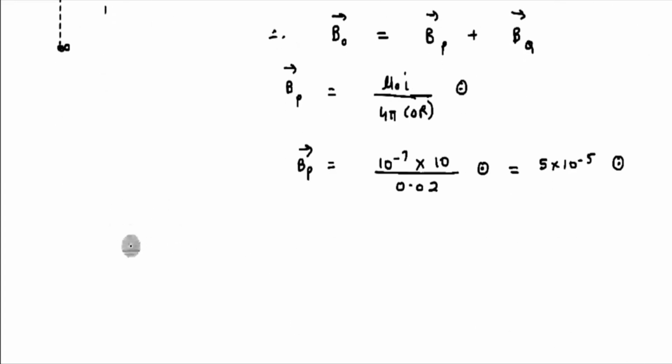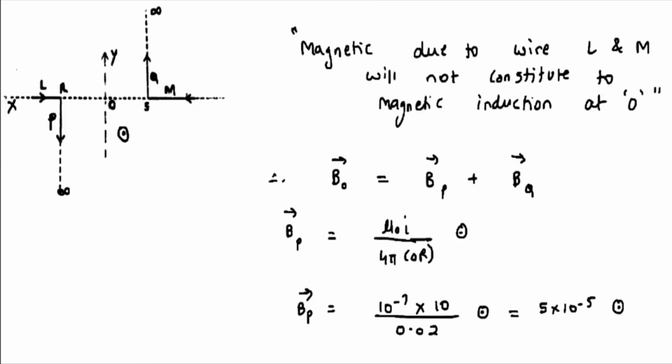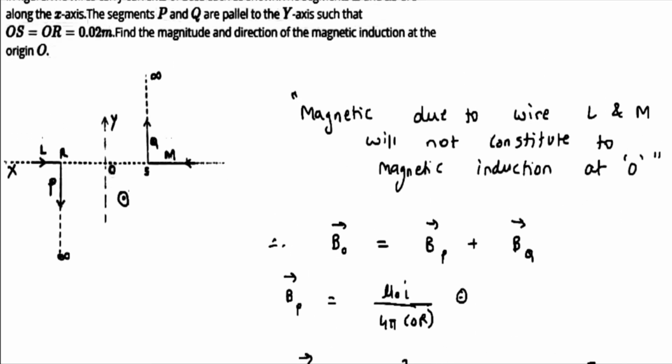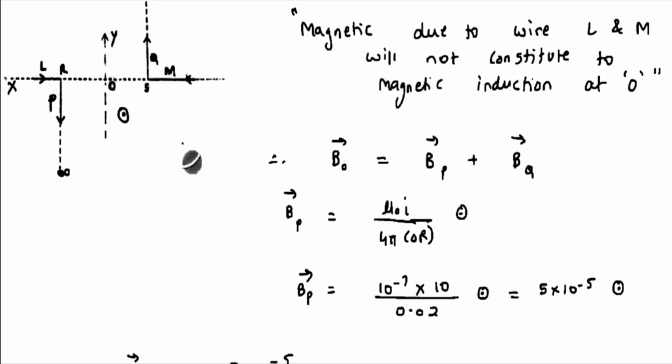In a similar way we will calculate it for BQ. As we can see, the wire is carrying the same current, and it is also semi-infinite in length, so I am directly writing the result over here. This also comes out to be 5 into 10 raised to minus 5, and the direction can again be calculated by using the right hand thumb rule. So again it will be outward at point O.